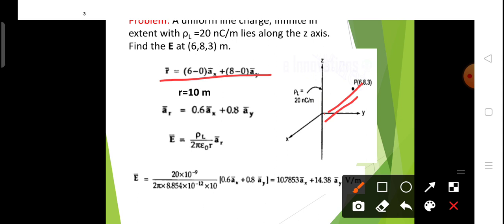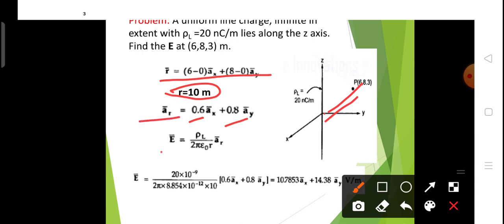Then we have to calculate the modulus of r. Modulus of r is nothing but the square root of 6 squared plus 8 squared, which comes to the square root of 100. The square root of 100 is 10. So the radius of the point is 10 meters. We can write the unit vector aR as 6 ax vector divided by 10 plus 8 ay vector divided by 10. 6 by 10 becomes 0.6, and 8 by 10 becomes 0.8. So we reach the unit vector in the R direction.